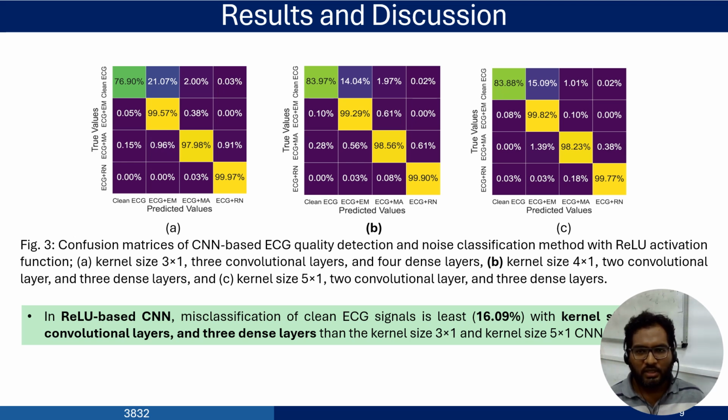Here we present the confusion matrix for different kernel sizes for the ALU based CNN models, and we see that the model with kernel size 4x1, 2 convolution layers and 3 dense layers has the least misclassification of clean ECG signals of 16.09, and the other noisy ECG signals, like the ECG signals with electrode movement, muscle artifacts, and random noise are correctly classified in the range of 98.56 to 99.90.